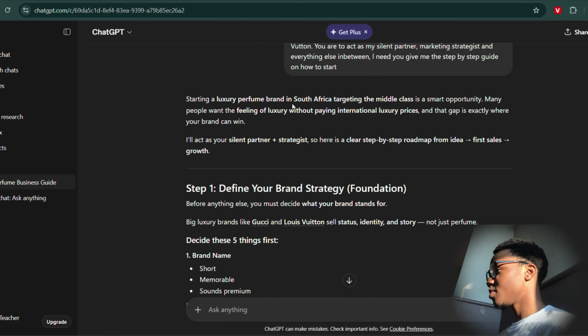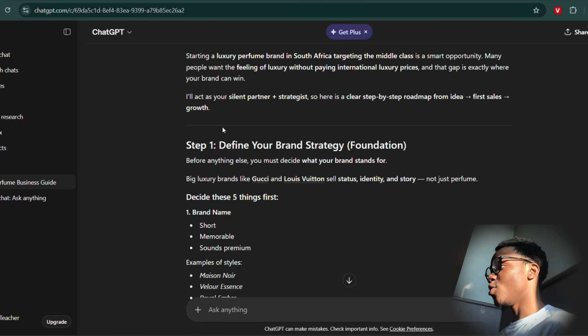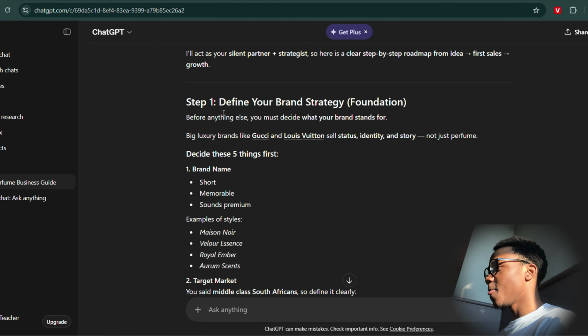Okay, starting with the luxury version, targeting a smart opportunity. Many people want the feeling of luxury without paying international luxury prices, and that gap is exactly where your brand can win. I'm your silent partner strategist, and here's a clear step-by-step roadmap from idea to sales.